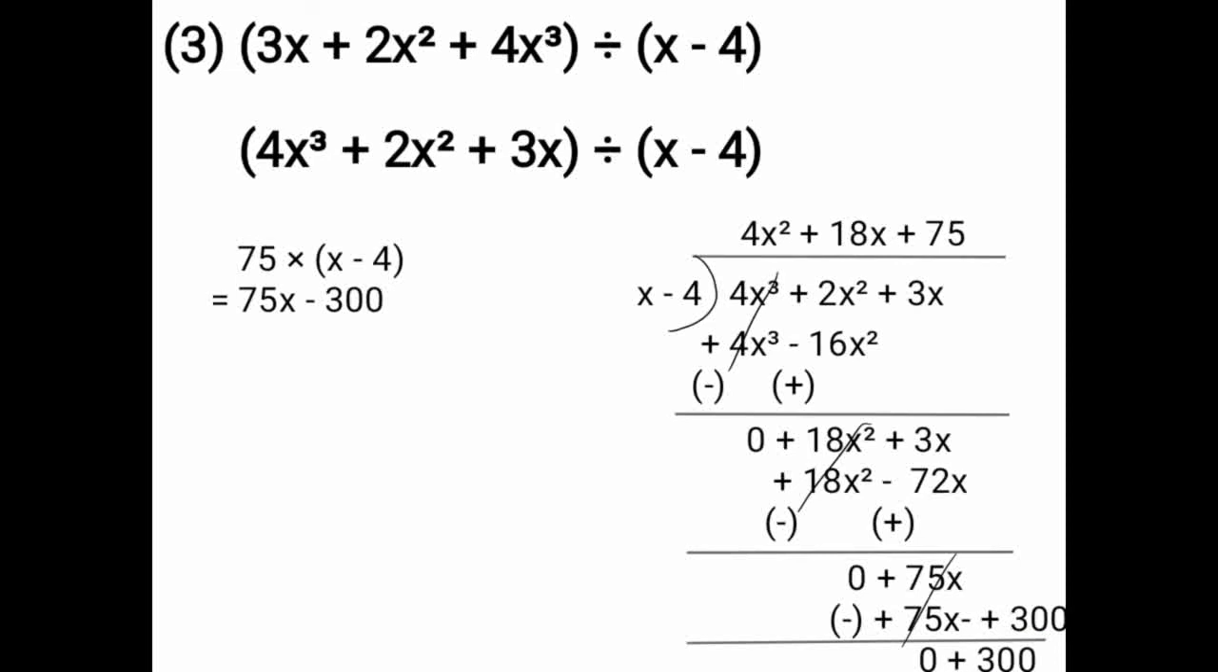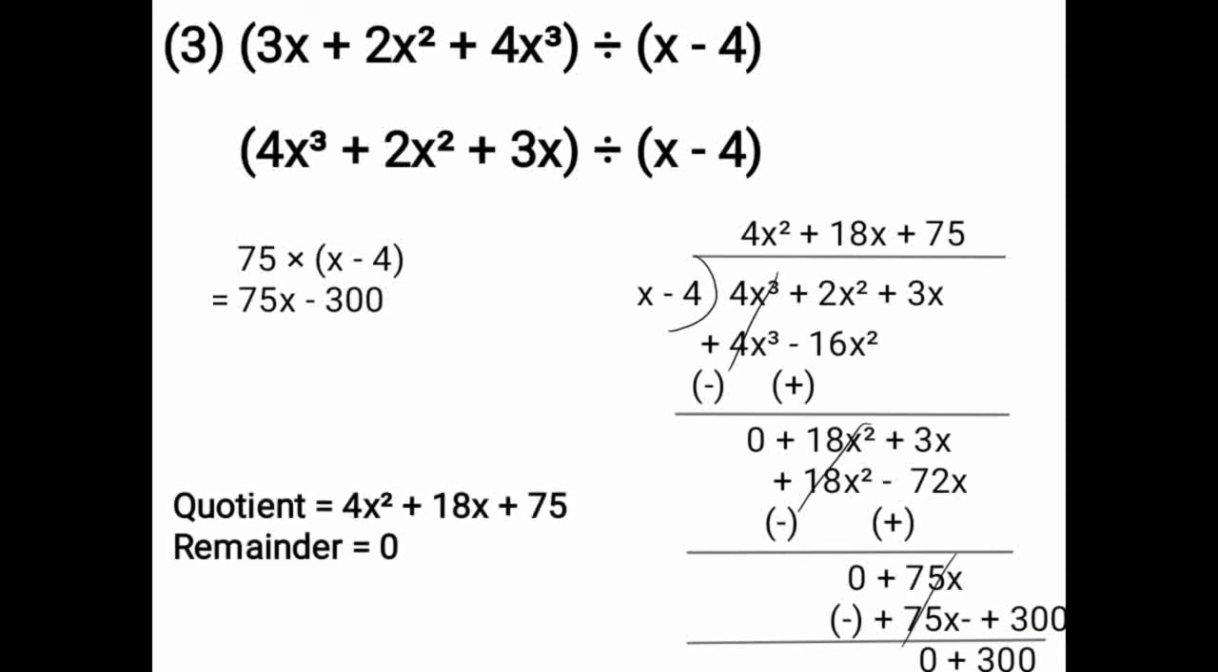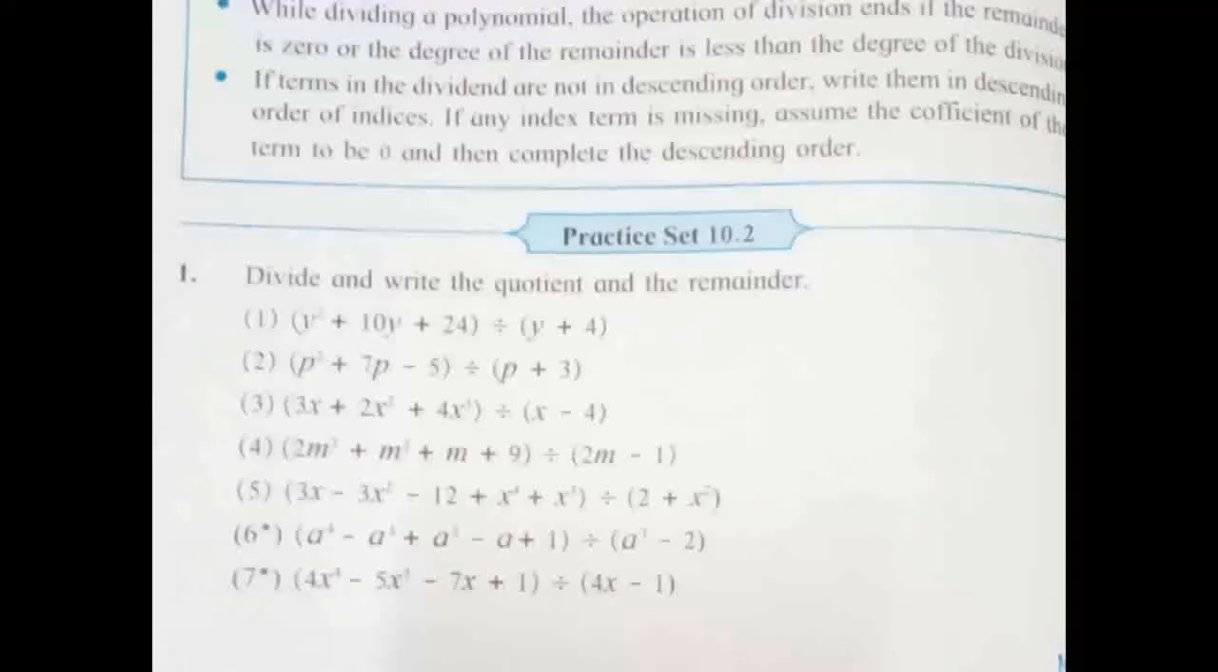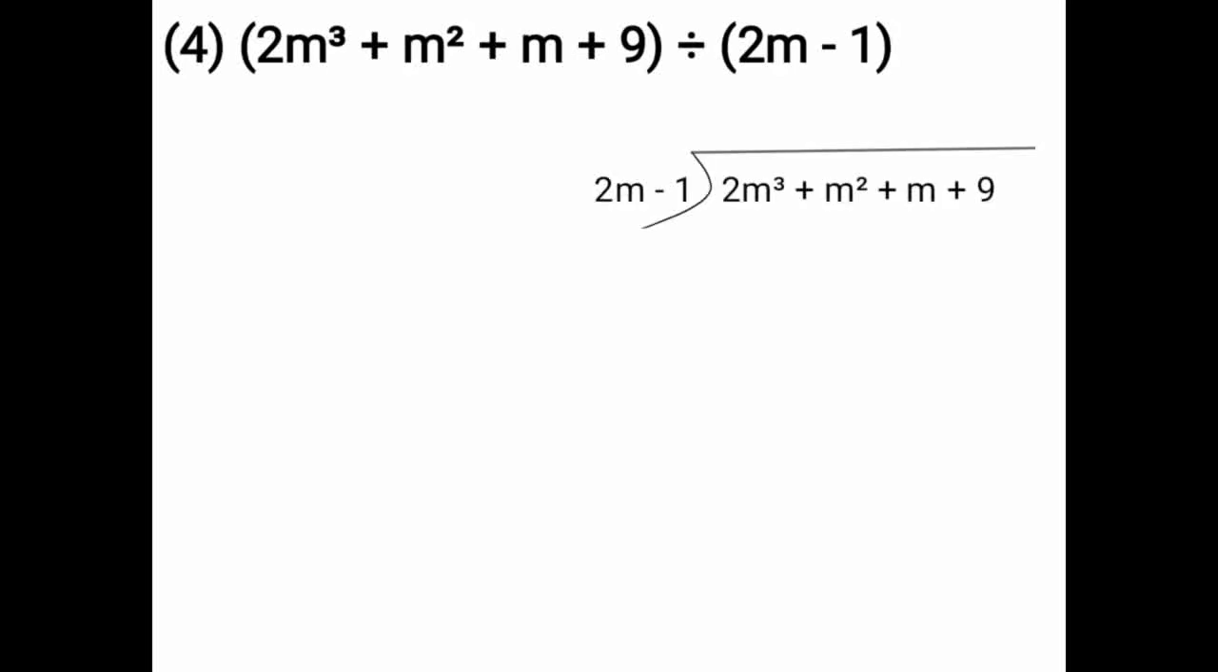So now you have to write the quotient. Quotient is equal to 4x square plus 18x plus 75. Remainder is 0. Next, 2m cube plus m square plus m plus 9 divided by 2m minus 1. Arrange in division form. You have to take the single term, then you divide by 2m, the binomial term.